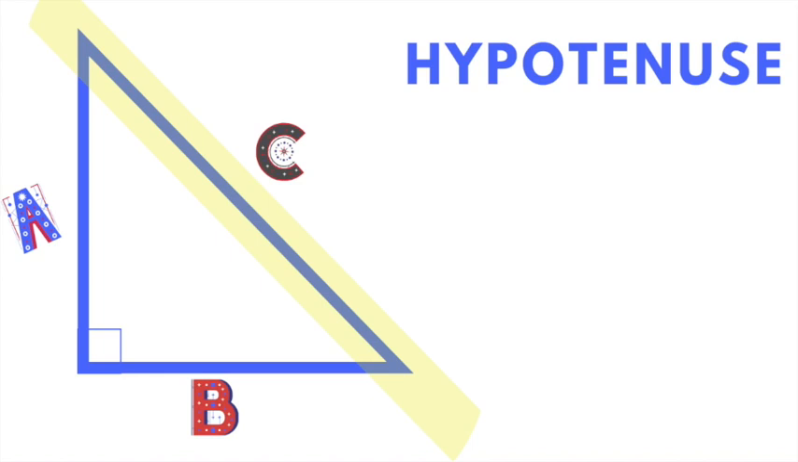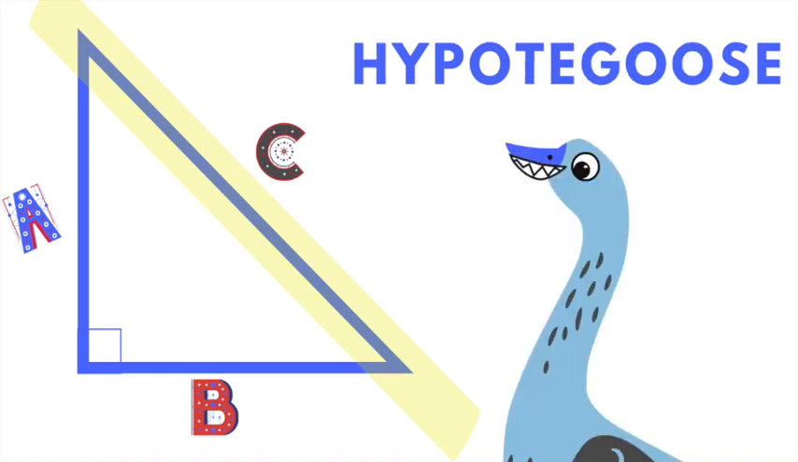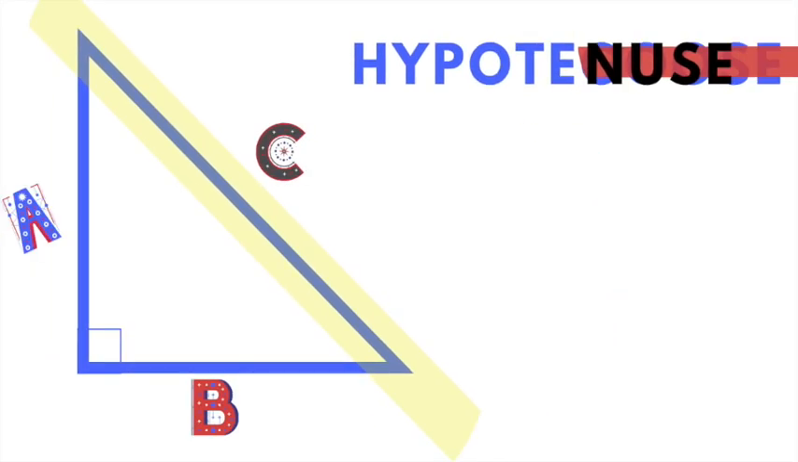This word can be tricky, but it's hypotenuse, not hypotegoose. No matter how much my friend Georgina would like it to be hypotegoose, it is not hypotegoose. It is hypotenuse, and Georgina is just going to have to deal with that. So now we have all three sides of our triangle. We have two legs, A and B, and our hypotenuse, C.